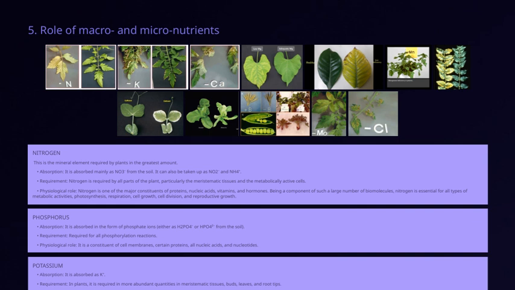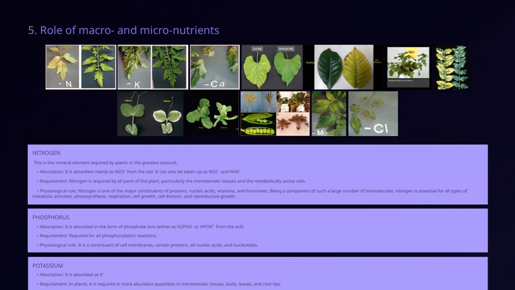Iron is involved in forming chlorophyll and activating enzymes like catalase. It also participates in electron transfer processes within the plant. Iron is absorbed mainly as ferric ions, Fe3+, and is required everywhere in the plant.